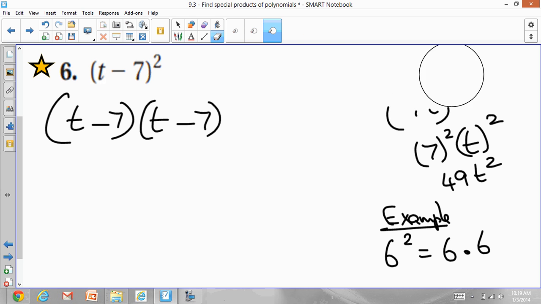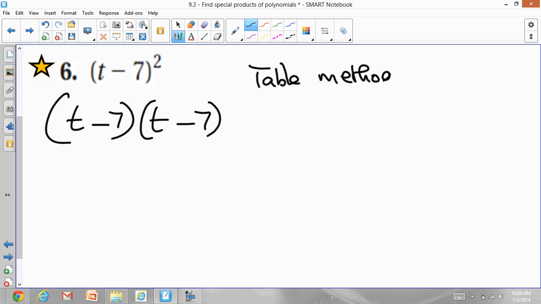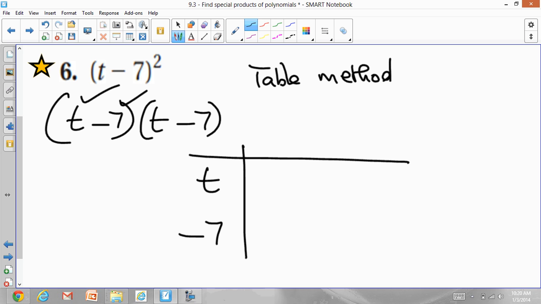So once you get that concept in your mind, now you can go for the table method. Using the table method, I'm going to write this as t minus 7 going vertical, and that takes care of these two. And I'm going to write t minus 7 horizontal. The dot implies I'm multiplying, and this looks more like a tic-tac-toe.